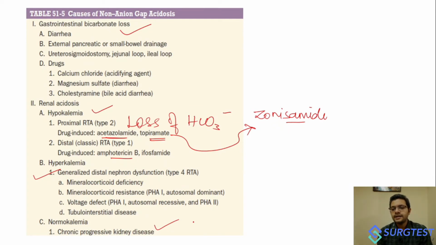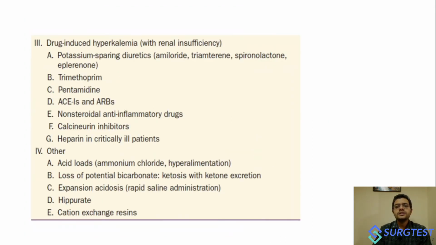We already told you that when the GFR is more than 15, that is in the earlier stages of CKD, you can have a non-anion gap metabolic acidosis. When CKD becomes advanced, you more often than not expect a high anion gap metabolic acidosis. So some other causes are drug-induced hyperkalemia and others. This I'll let you go through in the book itself. So remember chapter number 51, table number 5.